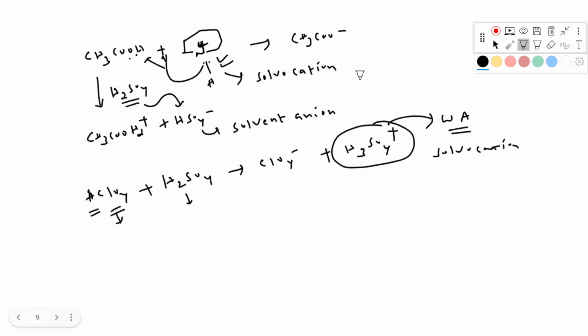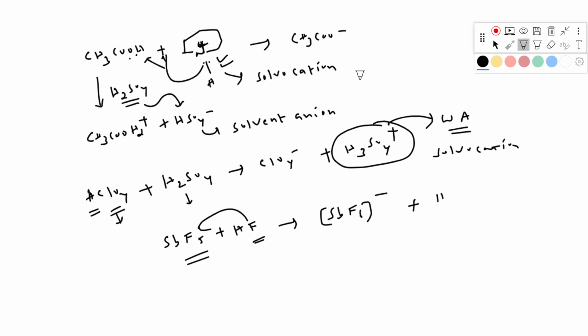Solvo cation. Next, SbF5 plus HF. What happens? HF is there. It will give F- to this, giving SbF6-. Why? SbF5 is a Lewis acid. Plus H+. Now this H+ again reacts with HF to give H2F+. This one is very stable due to hydrogen bonding.